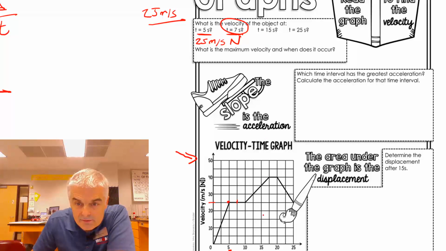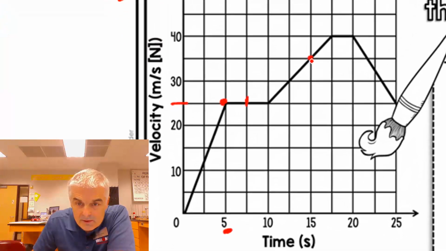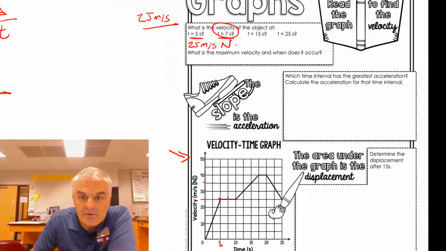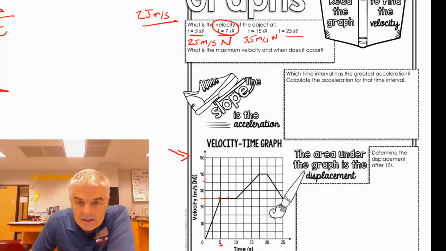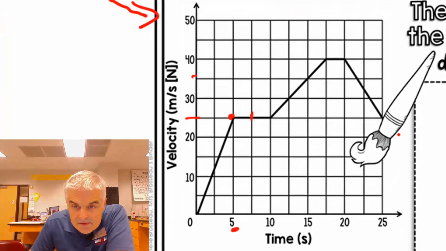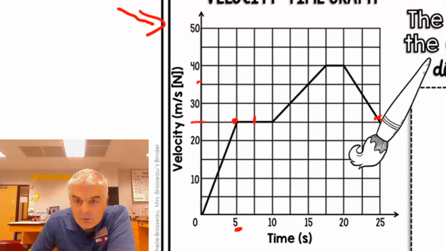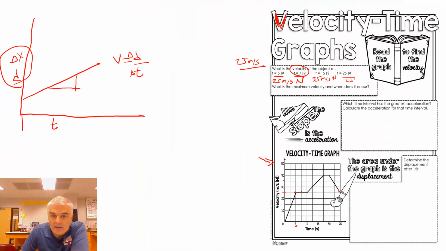What about t equal to 15? So 15, we come right here. The velocity looks like 35 meters per second to the north. And at t equal to 25 seconds, we're back to 25 meters per second. Now, that's a little bit tricky. Now, what about that one? 25 meters per second, that's still to the north, okay? So it's just reading the graph, velocity versus time.